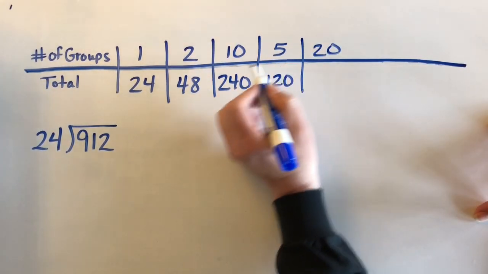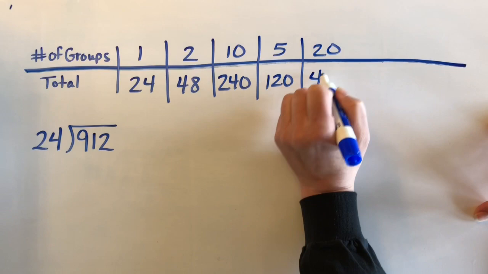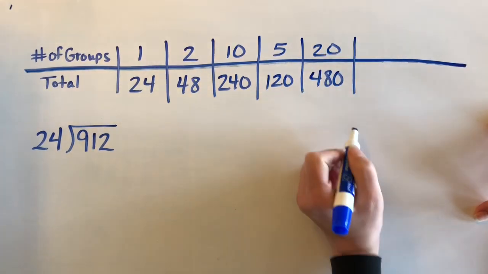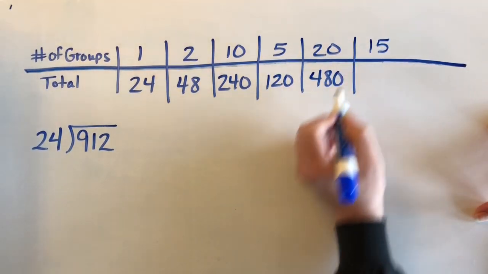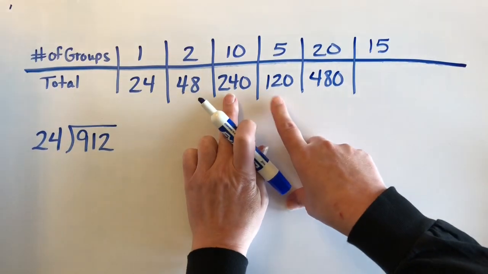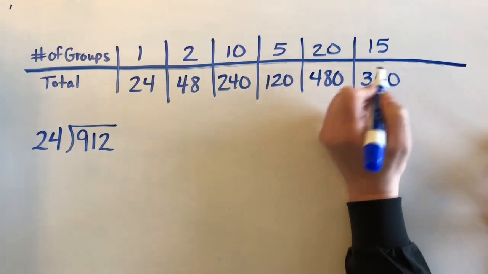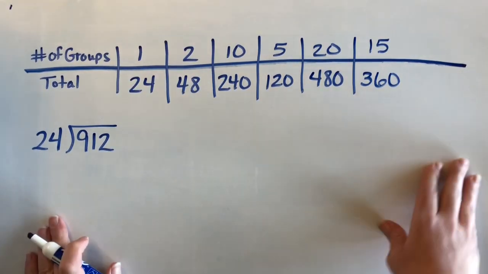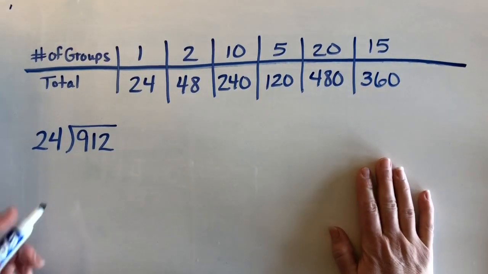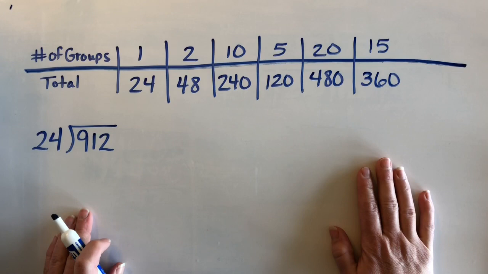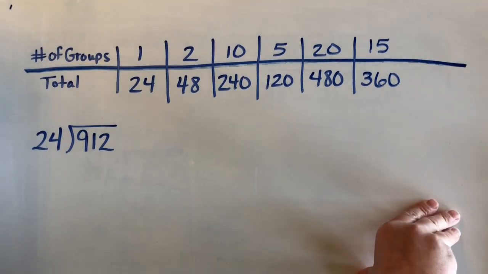Let's do 20 groups, which would be 480. And then let's do 15 groups, which would be the 10 and 5 added together, so 360. Now you can come up with other ones, but this is just the general ones in the front. So we're going to use the Big 7 method of dividing, but not exactly the way that they would use it. We're going to use it using our table.